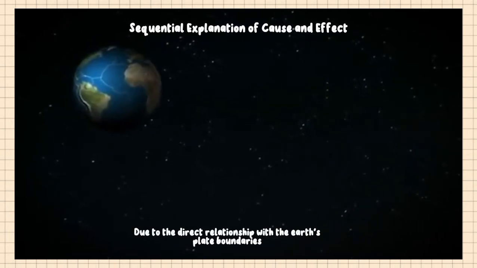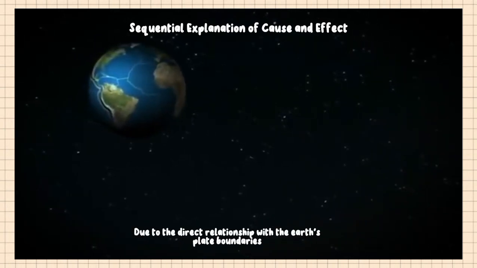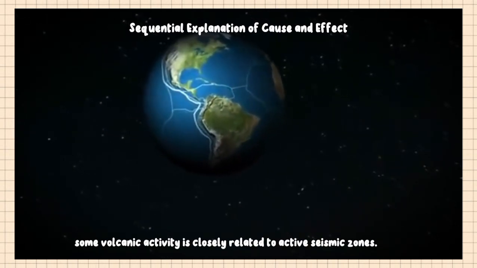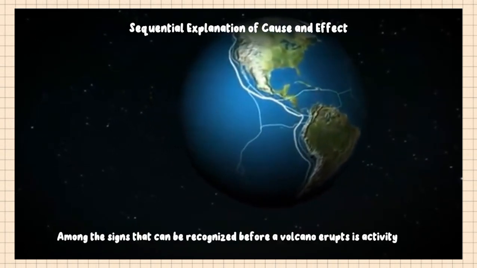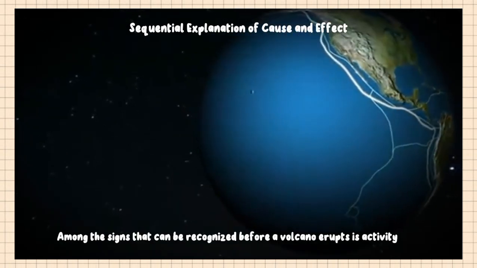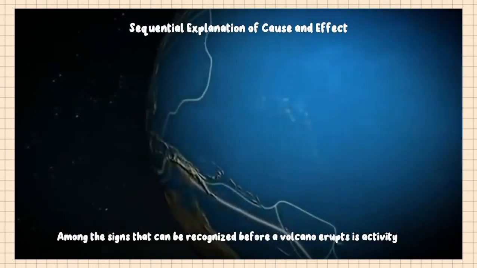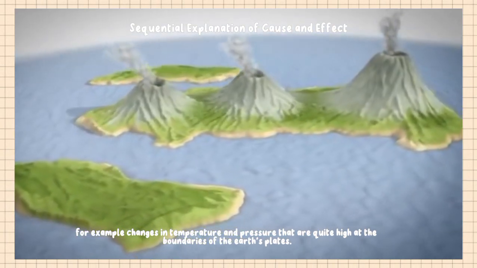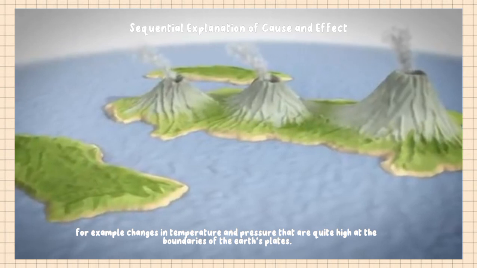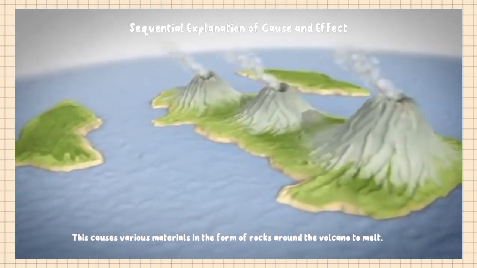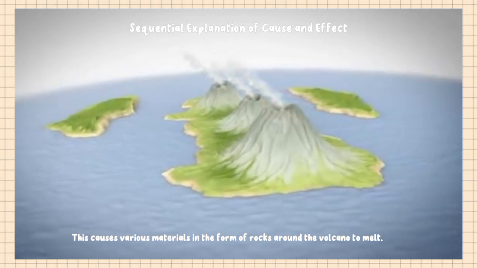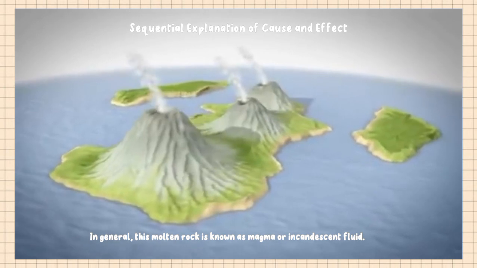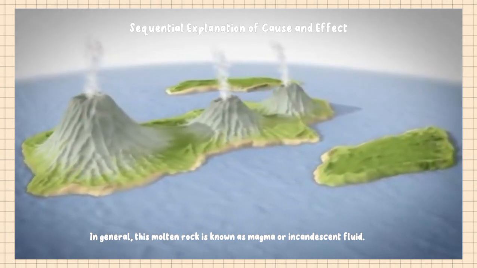Sequential explanation of cause and effect. Due to the direct relationship with the Earth's plate boundaries, some volcanic activity is closely related to active seismic zones. Among the signs that can be recognized before a volcano erupts is activity, for example, changes in temperature and pressure that are quite high at the boundaries of the Earth's plate. This causes various material in the form of rocks around the volcano to melt. In general, this molten rock is known as magma or incandescent fluid.